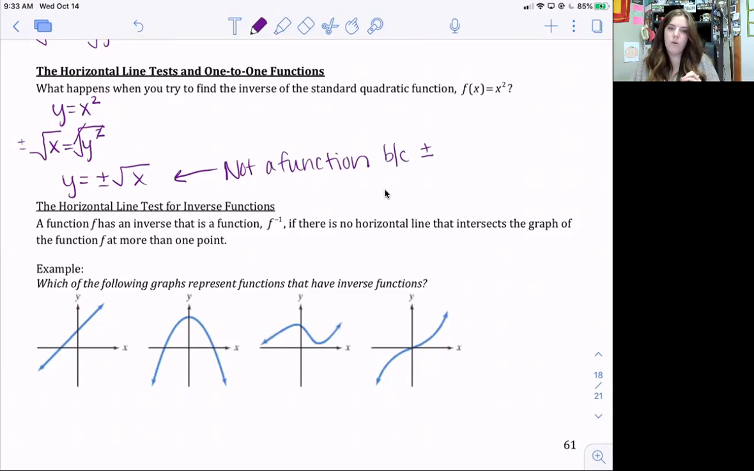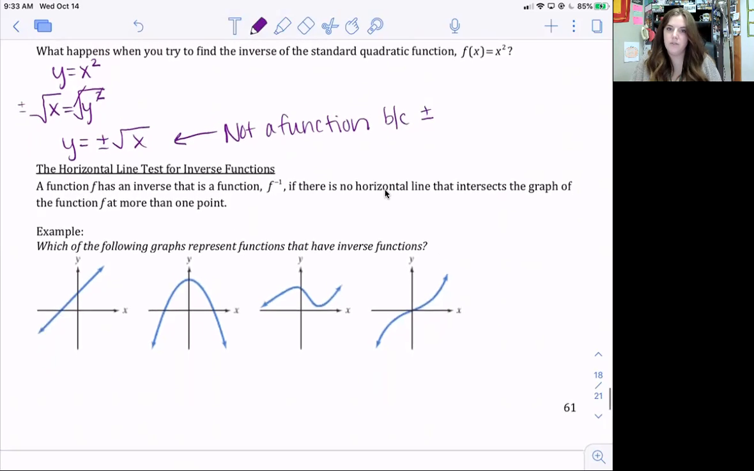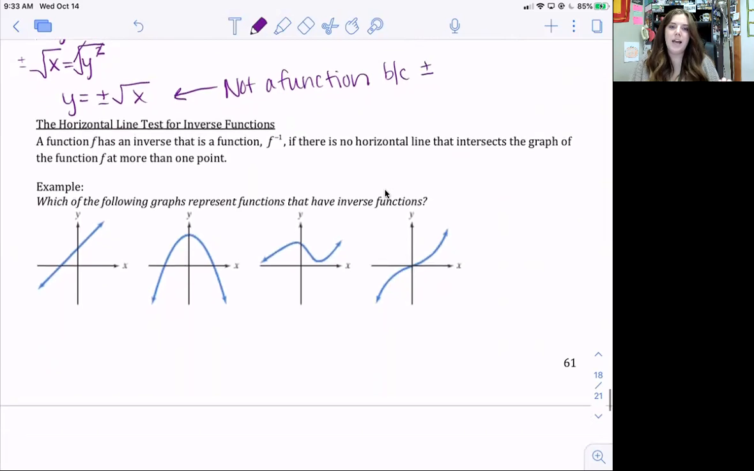Okay. So because of that fact, that helps us with the horizontal line test for inverse functions. So a function has an inverse if it passes the horizontal line test. Okay. So vertical line test told us it was a function. Horizontal line test tells us, is it a one-to-one function? So first one will. The second one, that's our quadratic equation or function. It crosses twice. Okay, we saw that with the plus or minus. So this is not going to have an inverse.